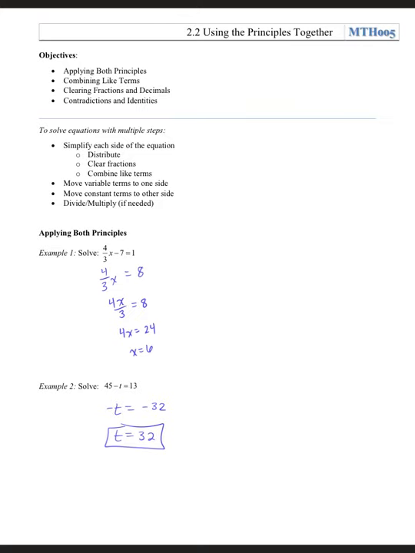We're going to continue on with some problems with a little bit more steps within them. And this is where these steps here are going to be very helpful. So with each problem, you have to simplify first, which means you need to distribute anything, clear fractions, which we'll talk about, combine any like terms, move your variables, move your constants, and then multiply or divide. So let's go ahead and look at some examples that involve all those steps.